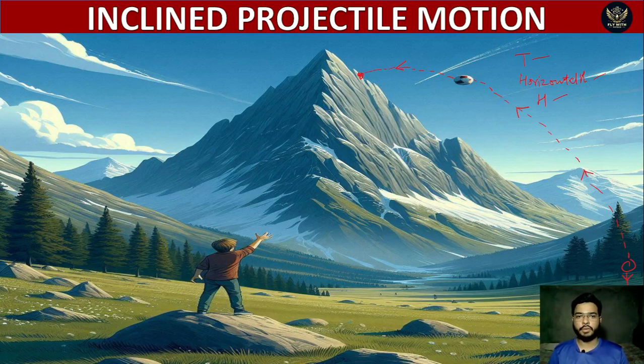So in this video we will be discussing inclined projectile motion. In the last lecture we discussed projectile motion, the case in which the object is on the ground, and then after some time it comes back to the ground. So the net vertical displacement is 0 in that case.